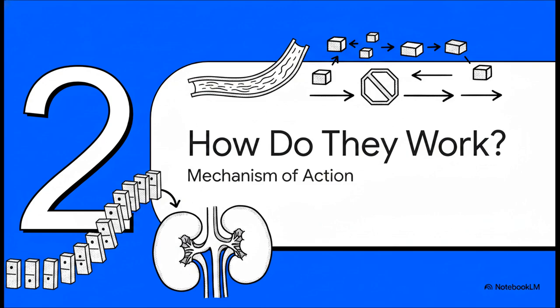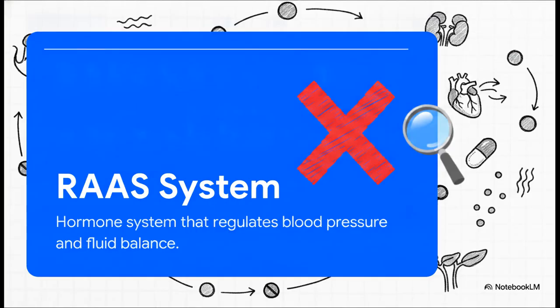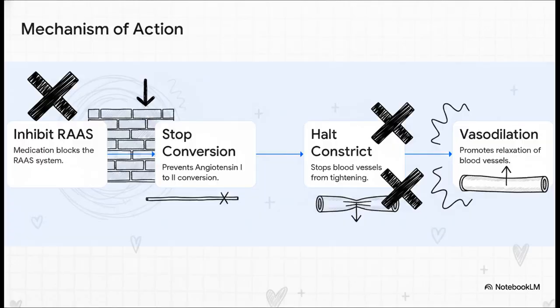Moving right along to section 2, how do they work? Okay, to really get how ACE inhibitors do their thing, we first have to understand the system they're actually trying to block. Take a look at the RAS system. That stands for the renin-angiotensin-aldosterone system. Basically, it's a massive hormone system in the body that works 24/7 to regulate blood pressure and keep fluid balance in check. When we hand a patient an ACE inhibitor, this entire RAS pathway is the primary target we're taking aim at. Let's walk through how this biological domino effect plays out because it's pretty cool.